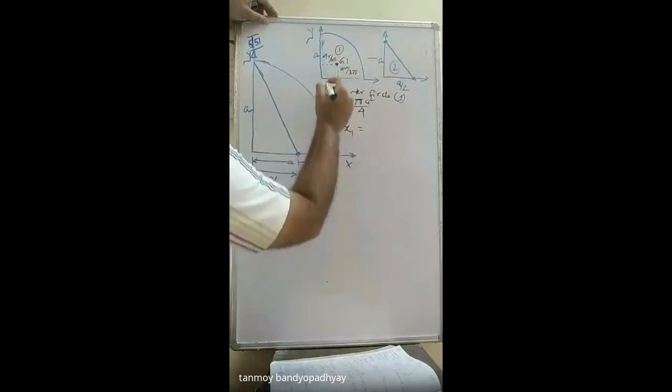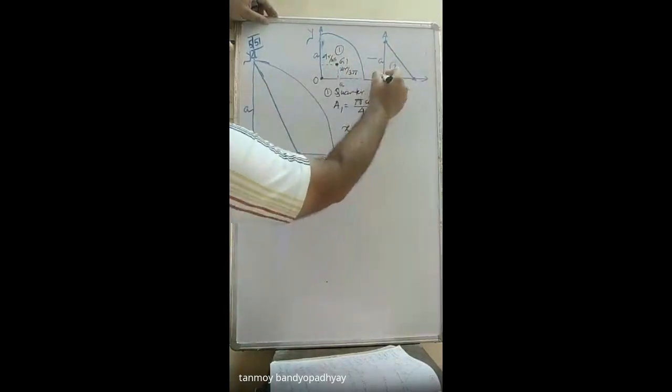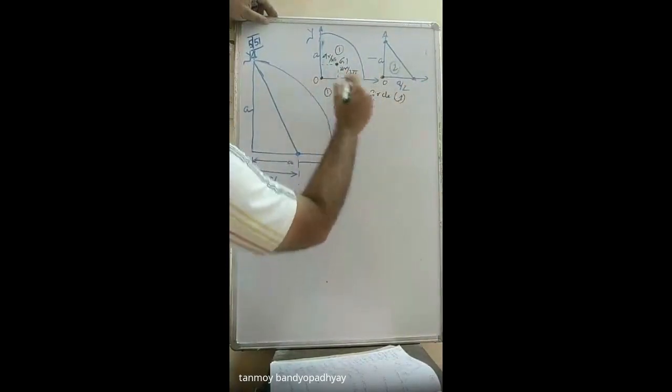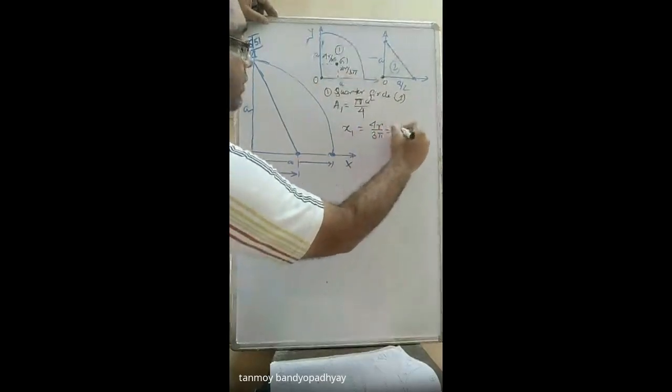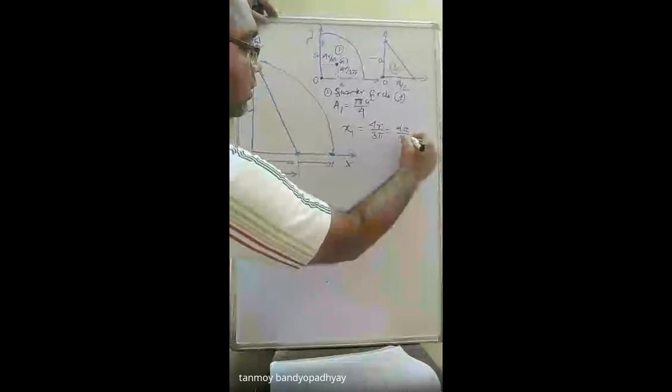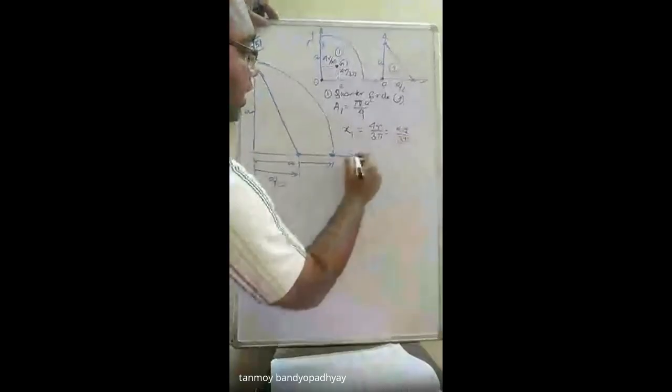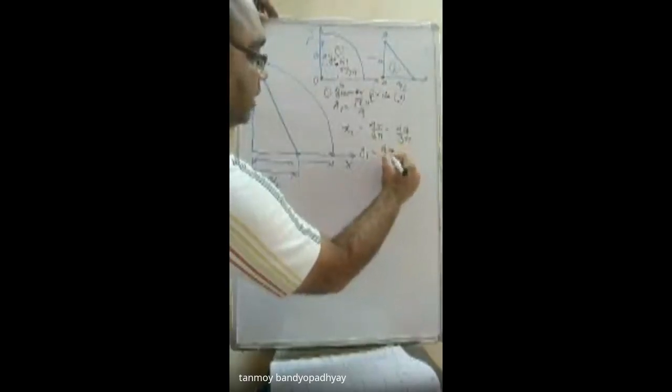So x1 will be equal to, so this is the origin, x1 will be equal to 4r by 3 pi. So that is, with r as a, 4a by 3 pi. And y1 will be equal to what? Again that will be equal to 4a by 3 pi.